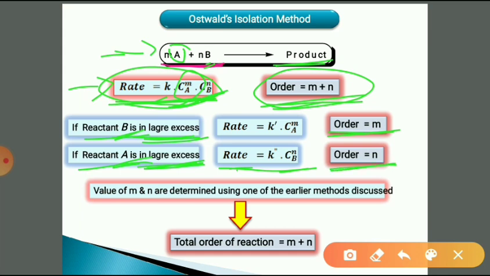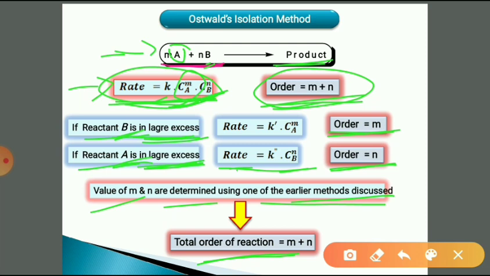So this is the isolation method, by keeping one reactant constant, and the order of the reaction with respect to the other reactant can be obtained. From these, the values of m and n are determined using any one of the methods previously discussed. So the total order of the reaction can be calculated as m plus n.